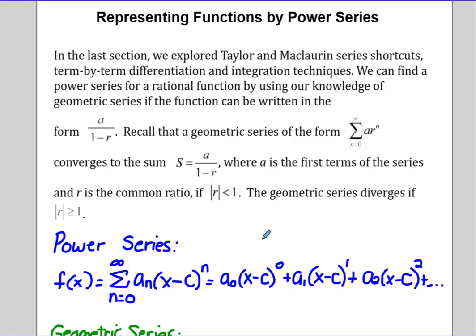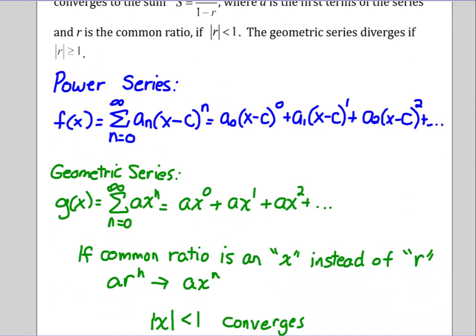Remember that a geometric series in the form a times r to the n will converge if that r value is less than 1. And if we had the common ratio of x instead of r, then we could write that geometric series as ax to the n, and it would be similar to our power series if we compare and contrast the ways that they're similar and the ways that they're different.